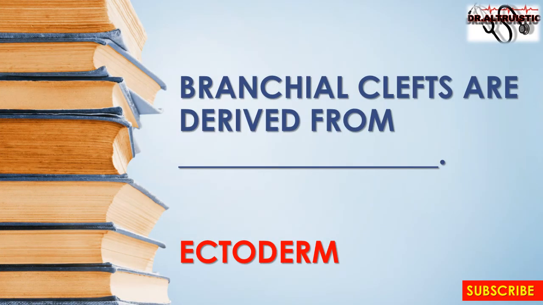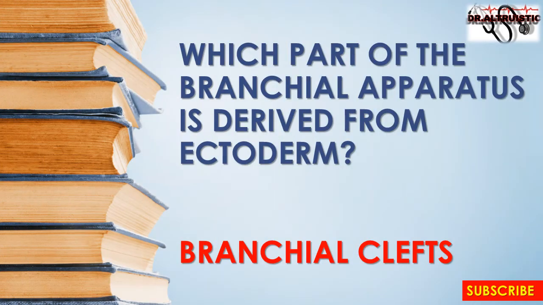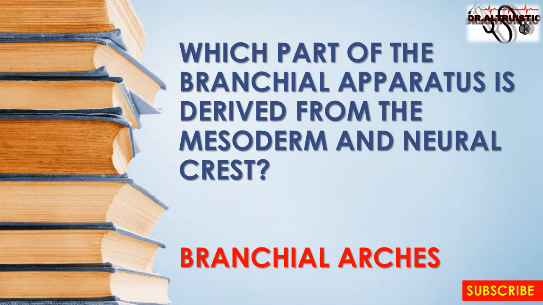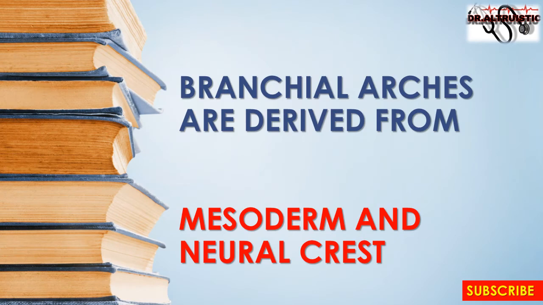Branchial clefts are derived from ectoderm. Which part of the branchial apparatus is derived from ectoderm? Branchial clefts. Which part of the branchial apparatus is derived from the mesoderm and neural crest? Branchial arches. Branchial arches are derived from mesoderm and neural crest.